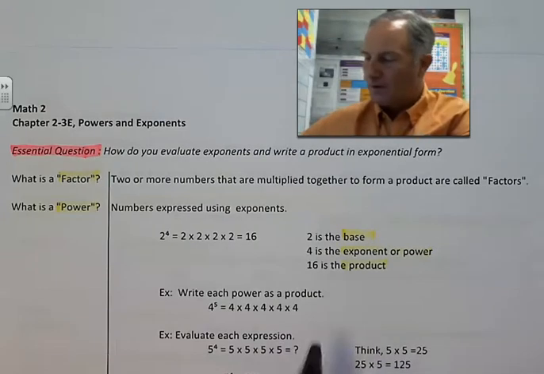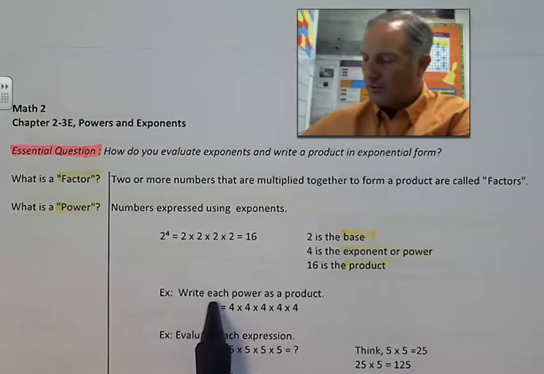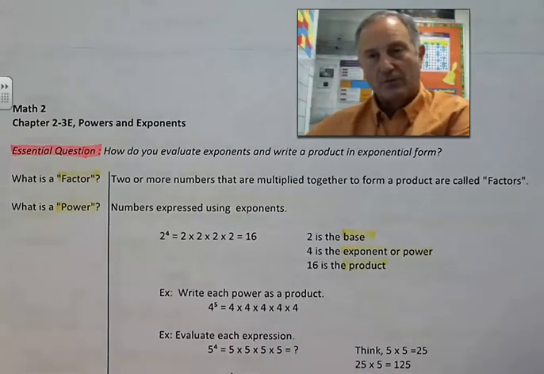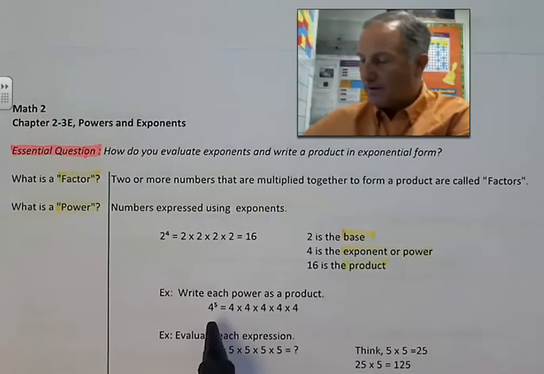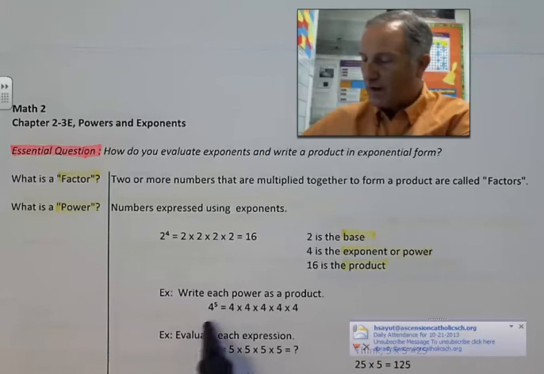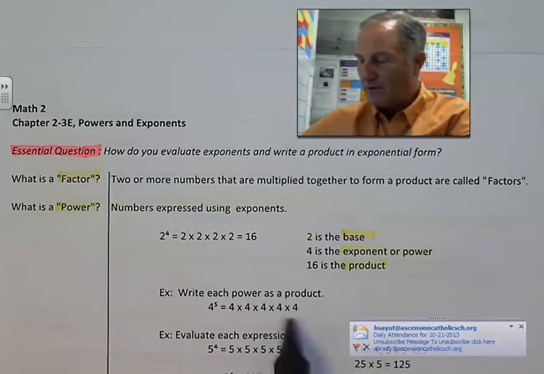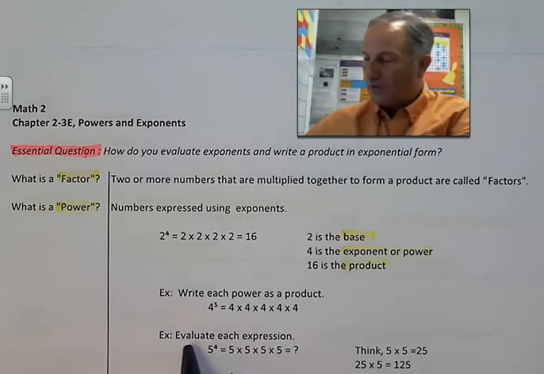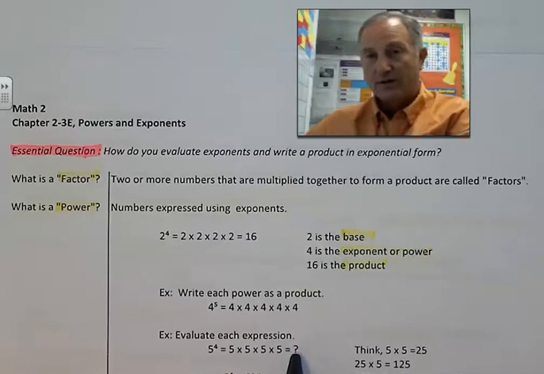Okay? Here's another example. Write each power as a product. So remember, a product is just numbers being multiplied together. So 4 to the 5th power would be 4 times 4 times 4 times 4 times 4. There's 5 4's there. To evaluate it, you take it to the next step, and you give the product, give the answer to it.